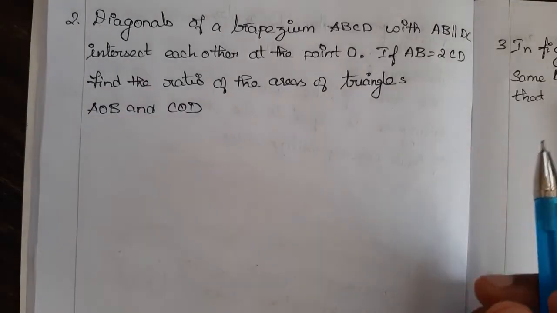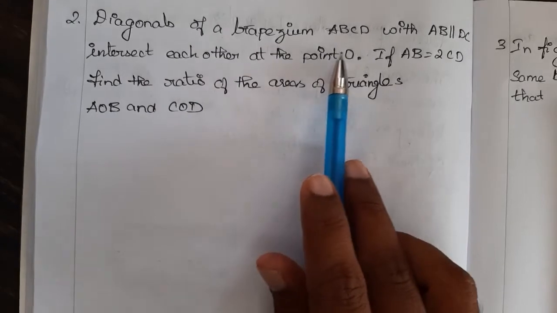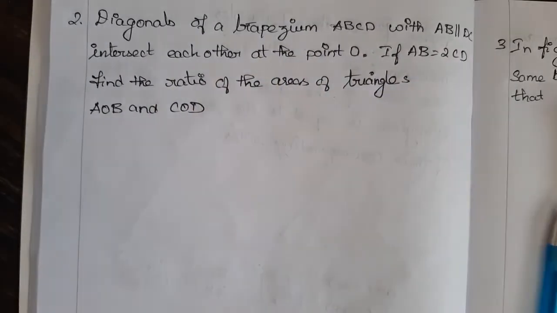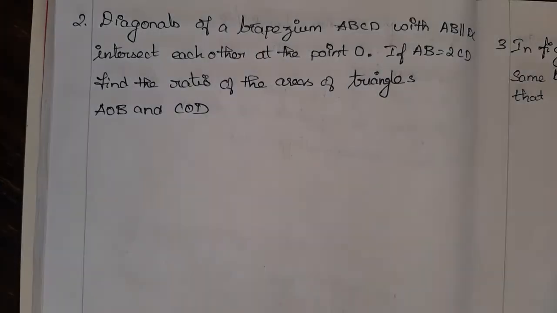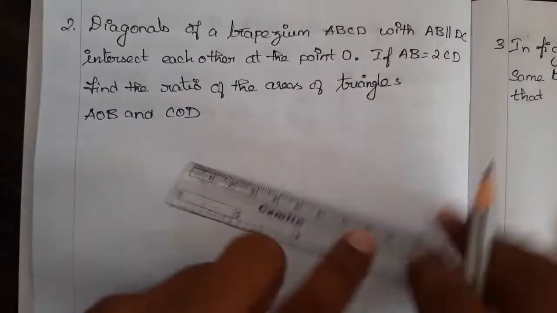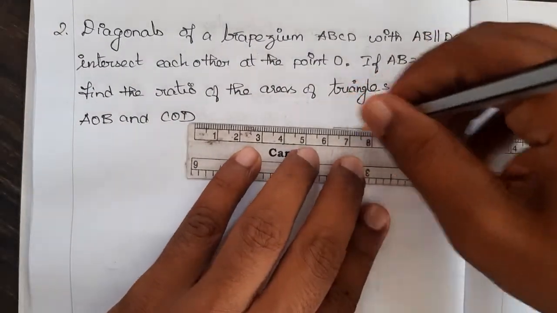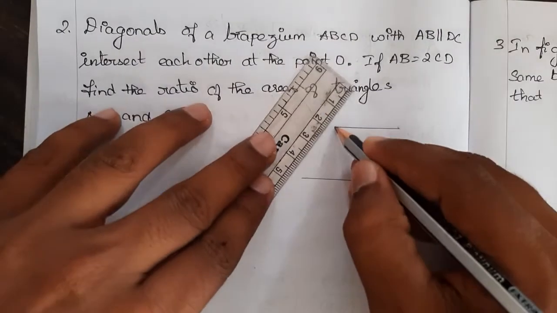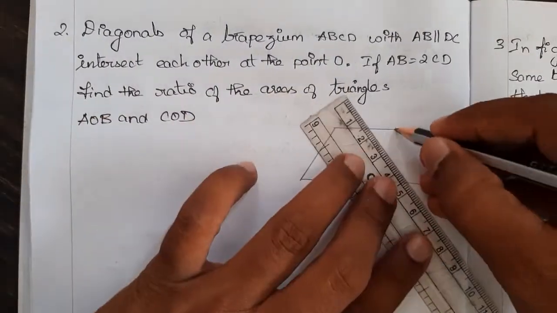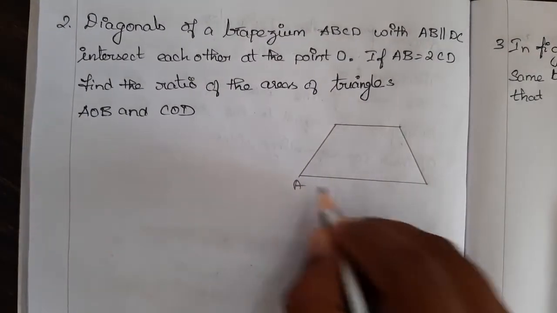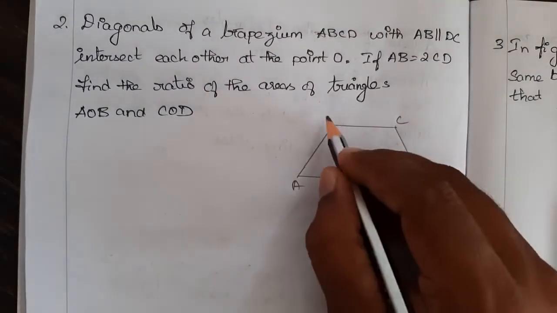Here we go for the next question. Diagonals of a trapezium ABCD with AB parallel to DC intersect each other at O. So it is given diagonals of a trapezium ABCD. Let me draw the trapezium ABCD, and AB is parallel to CD. So I am drawing the parallel sides and connecting the non-parallel sides and naming it ABCD.